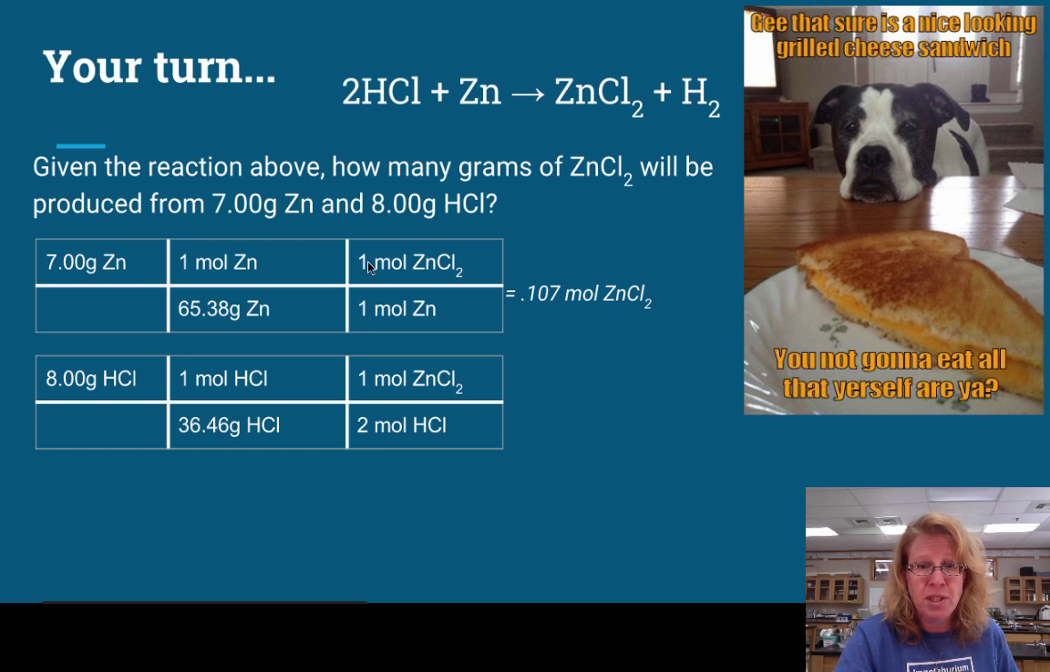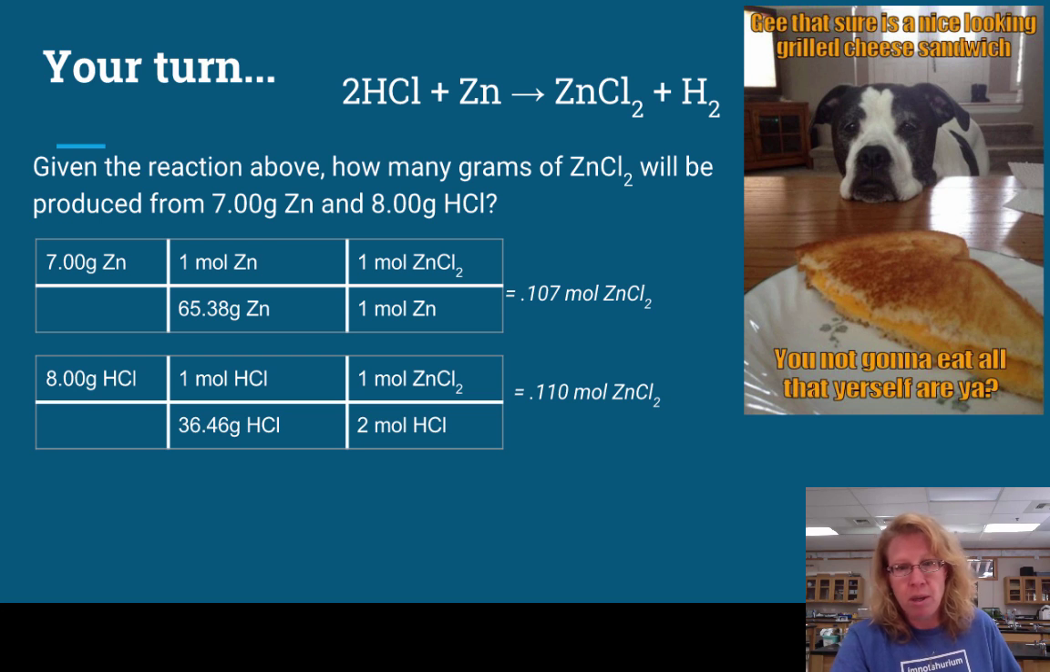There's 2 moles of HCl because there's a 2 up here, and there's 1 mole of zinc chloride because there's a 1 over here in front of it in that equation. So again, with this one you have to use the balanced chemical equation. That's my mole to mole step. So math it out, I get 0.110 moles of zinc chloride could be created here.